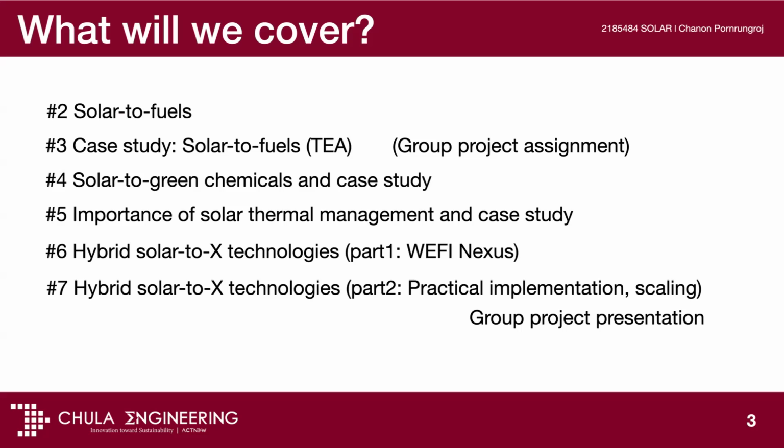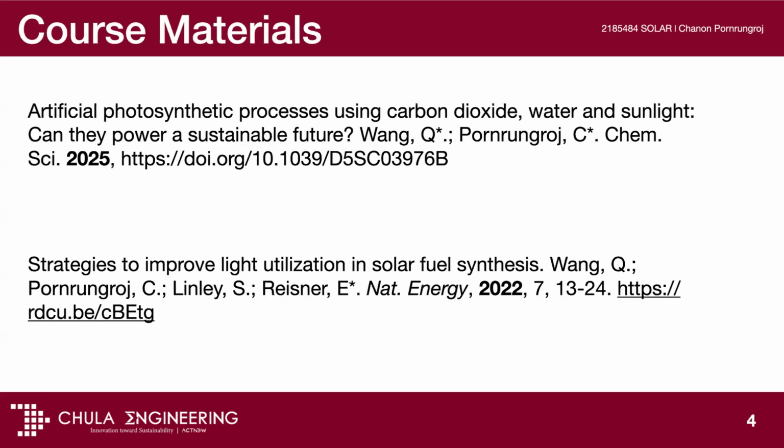And then in classes 6 and 7, I will talk about hybrid technologies, combining two or three technologies to achieve the full spectrum of solar utilization and to tackle different problems. And the last one would be the group project presentation. So I give a task on the third class, and then on the last class we have some kind of presentation together. That's what I will cover.